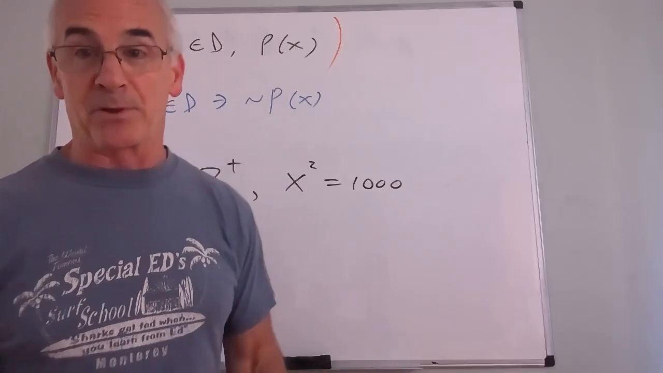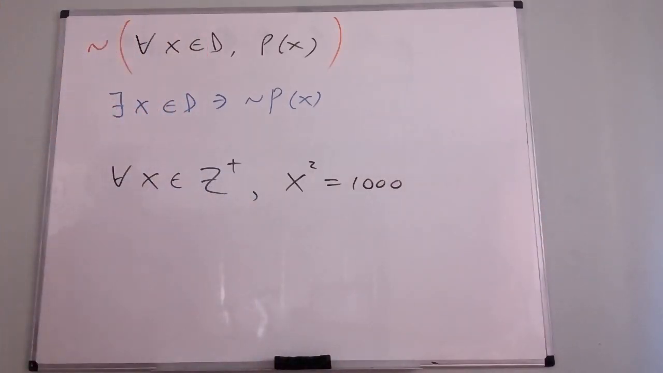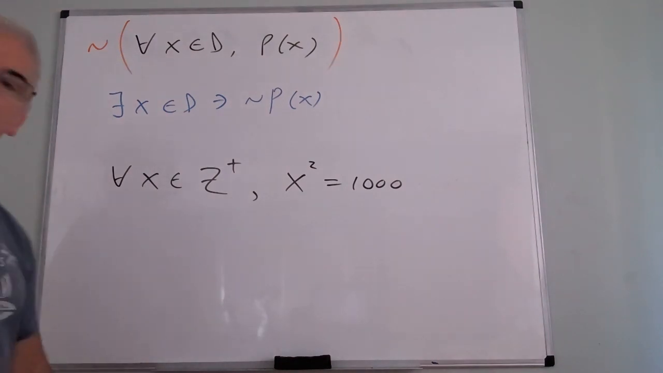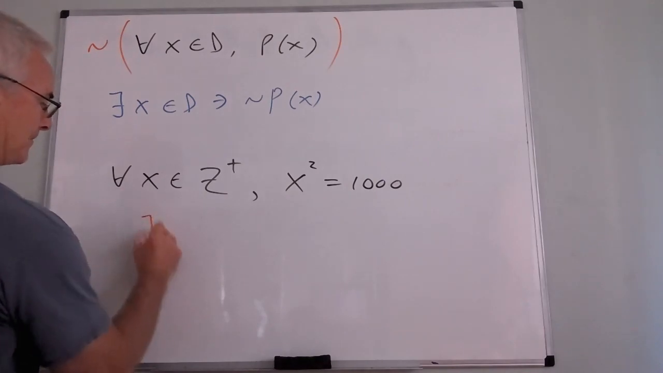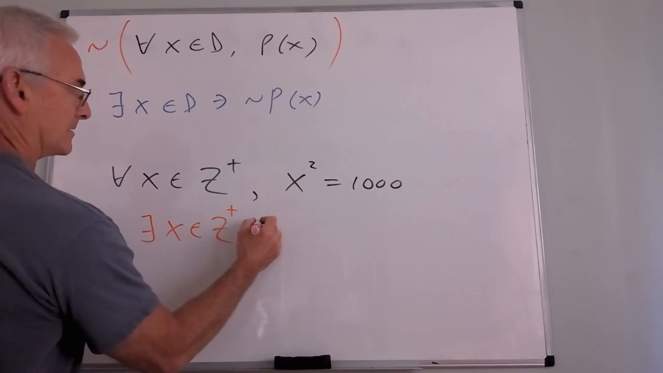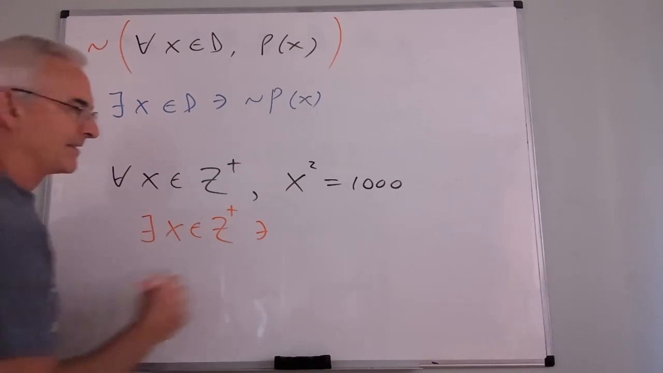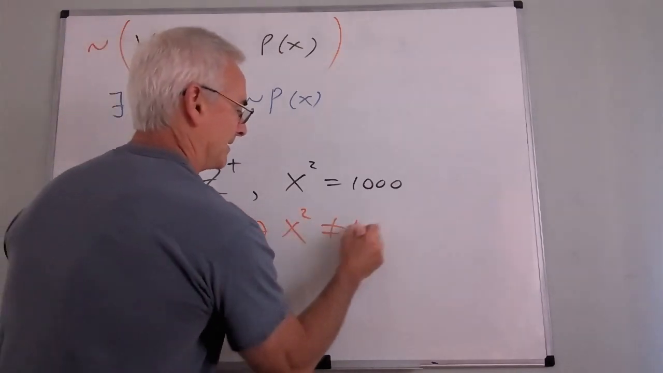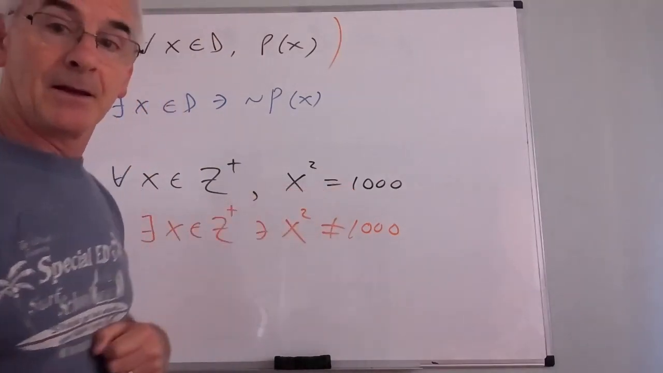If I said come up with a counterexample, I think we could be coming up with counterexamples forever and ever. So how do I negate this? I'm saying every positive integer that exists, its square is 1,000. How do I negate that? There exists an X in the positive integers such that what? X squared is not equal to 1,000. Yeah, that's it. By the way, you don't have to say X squared equals something else. You just have to negate that.